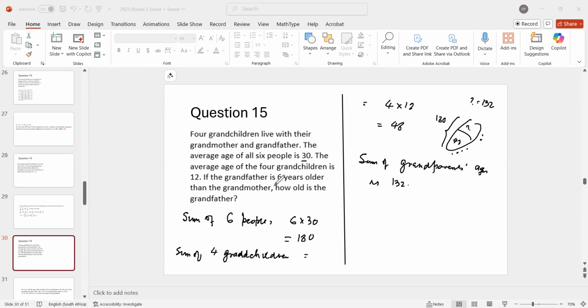Now they say the grandfather is 6 years older than the grandmother. How old is the grandfather? Okay, an easy way of doing this is, you've got 2 numbers. If their ages were the same, it would be 66. But the ages are 6 years apart. So one will have to be 66 minus 3, and the other will have to be 66 plus 3.